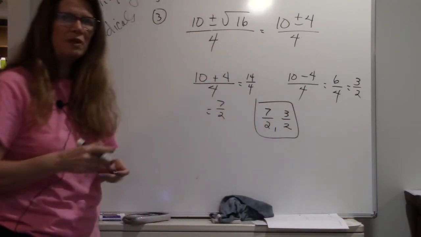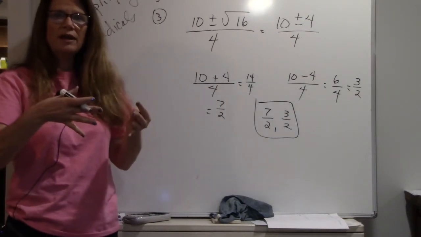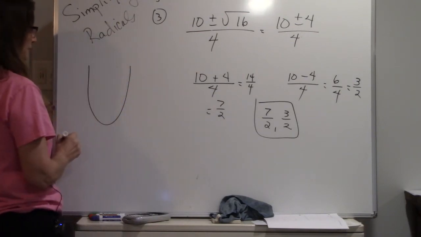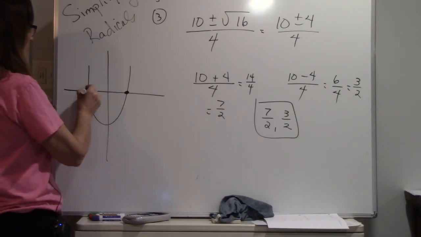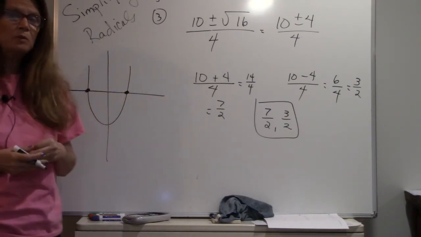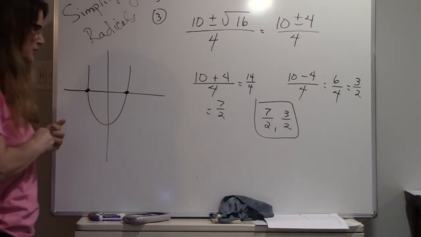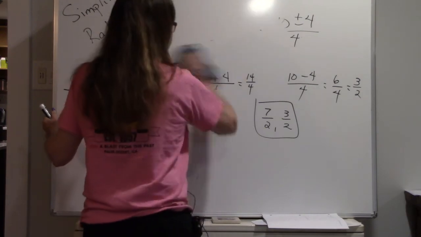So why do we have two answers? It's because we are working in quadratics. And remember, a quadratic is a parabola. So if I were to graph it, you can see it's going to cross at two places. That's what we're going to look for. We're looking for the two places that my parabola crosses. Okay, so let's try number 5.